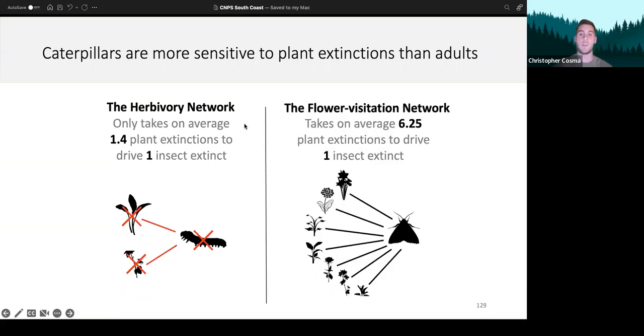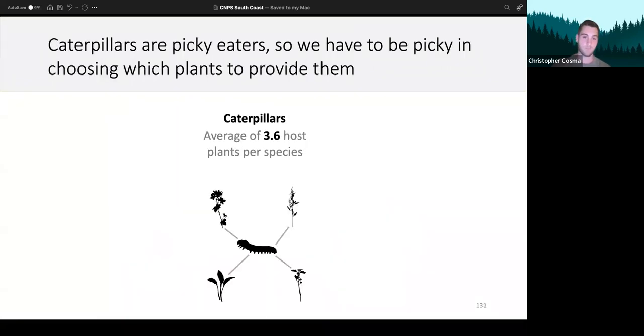Now, on the other hand, in the flower visitation network, it takes an average of 6.25 plant extinctions to drive one insect extinct. So we can see from this that this herbivory network, these host plant relationships with our caterpillars, are much more sensitive to plant species loss. And these plant species losses, again, can be driven by anything from climate change to habitat loss to herbicides.